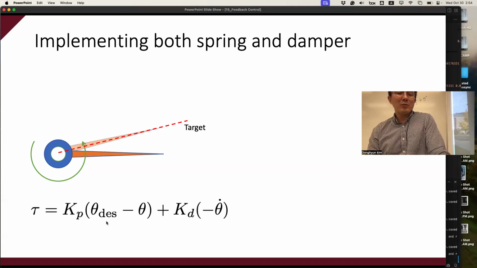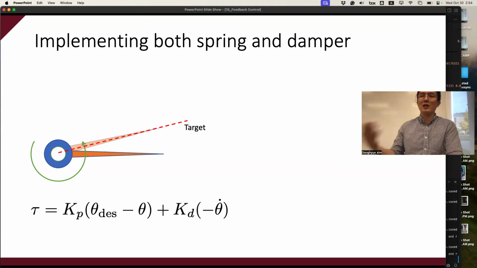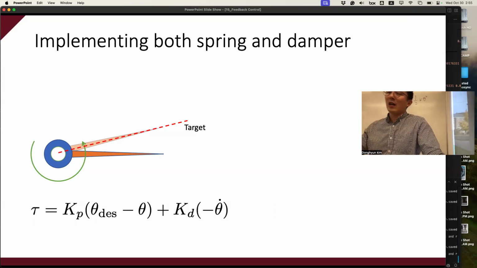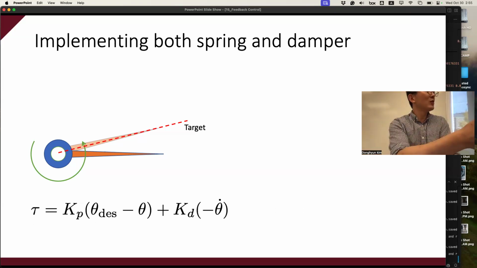When you see the textbook, you can see that theta is here, and theta desired is subtracted from the theta, and you see the theta dot is positive instead of without this sign. I mean, that's also equally valid if your Kp and Kd are negative numbers. I prefer this equation.